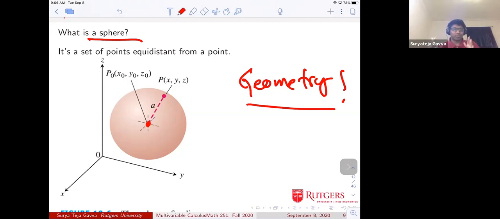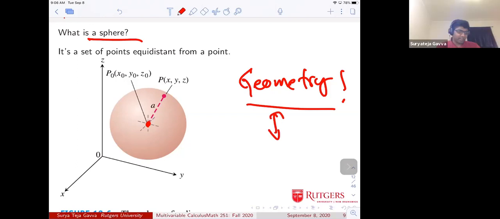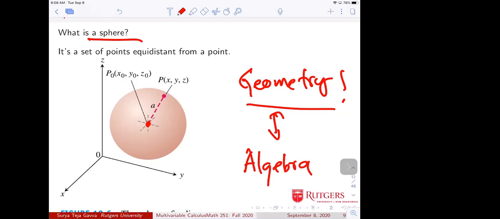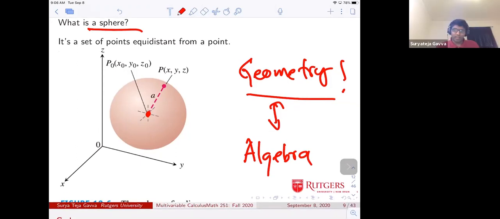So I hope you guys are visualizing it. The visualization is most important. The whole course is about visualizing and understanding the geometry and relating it to the algebraic equations. Geometrically, I hope the idea is clear. You take all the points which are at a distance.